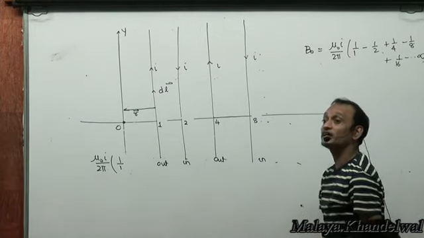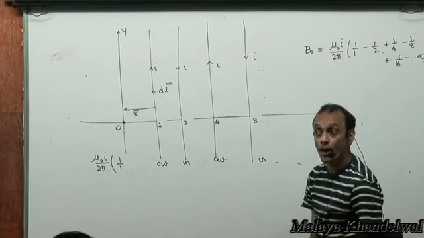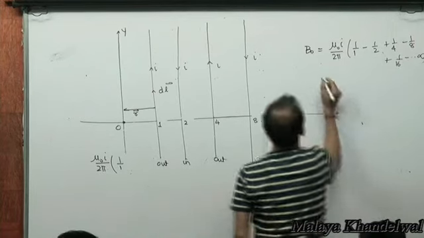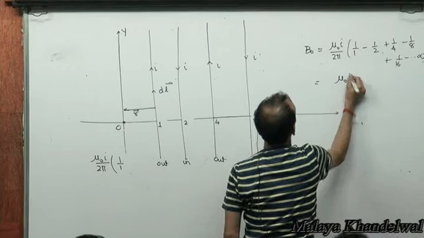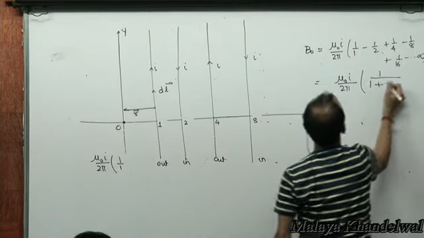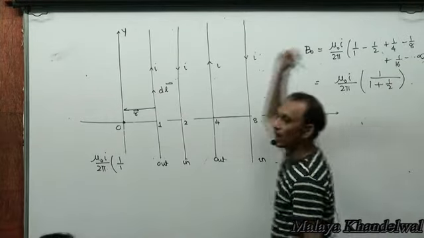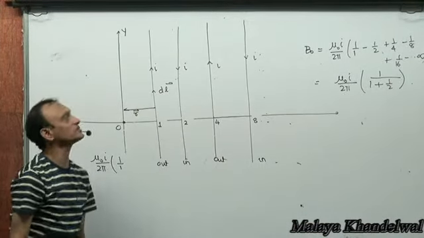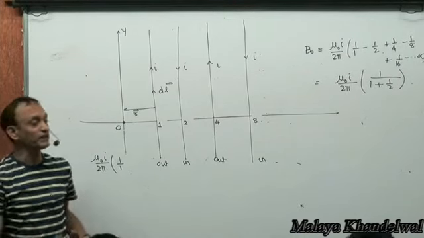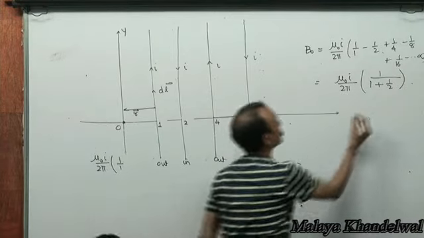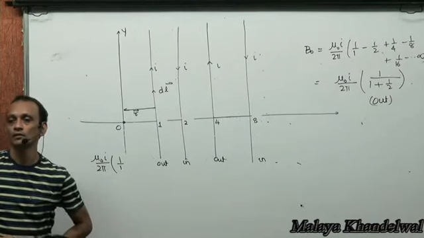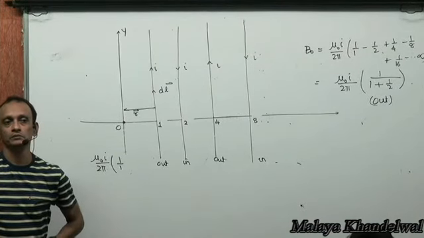What is this? Infinite GP series with common ratio minus half. Common ratio minus half. Yes or no? So very clearly this is going to be mu naught I by 2 pi, 1 by 1 minus R. R is minus half here. Yes or no? That's going to be the net. And it's going to be out of the plane of the board, because it's positive, I've taken outward positive. Clear?